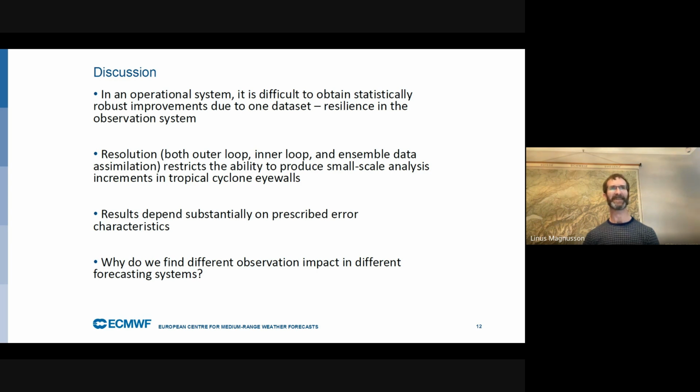And then the final discussion question is, why do we find a very different impact from the same type of observations when we look at the different forecasting systems? So when we look at the literature, what is found, for example, in the DFS. Next and final slide.